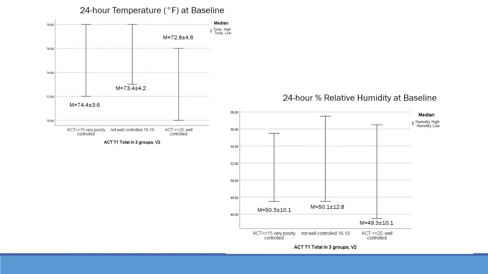Here's another example of how we manage some data, looking at the analysis we were doing here, looking at differences in temp and humidity based on whether they were determined to have very poorly controlled, not well controlled, or well controlled asthma based on the asthma control test. That's the ACT. Again, how do you connect the exposure to the health outcomes? That really continues to be a major discussion topic, and one that we want to continue to work on.